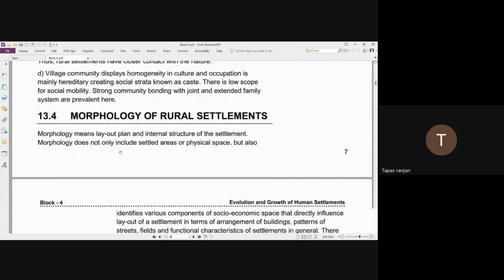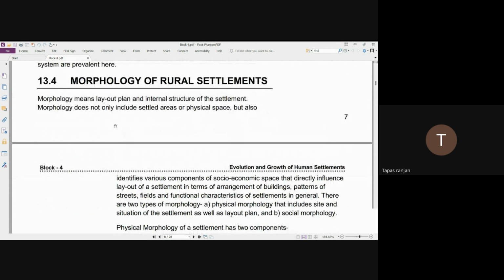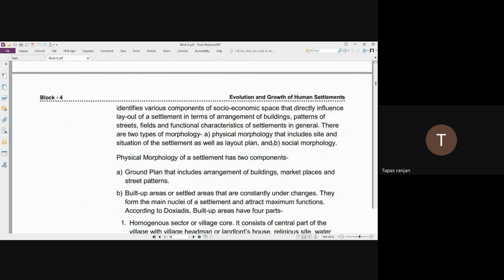So what is the morphology of rural settlements? Morphology is basically the internal structure and layout plan, and that can be divided into different subcategories: physical morphology and social morphology. I think in the previous class we discussed physical morphology and examples of social or cultural morphology. Physical morphology is all the physical landscape that you see and that is physically available.